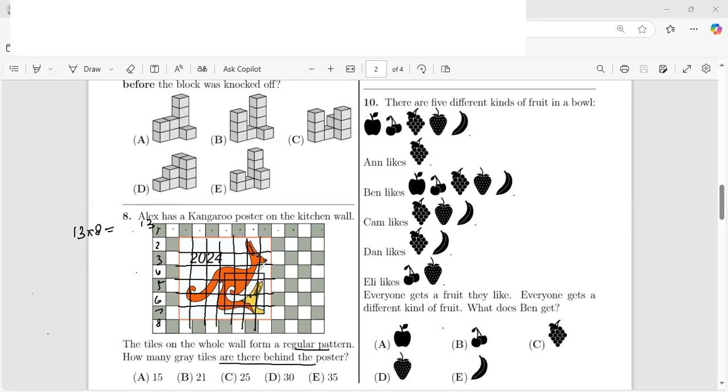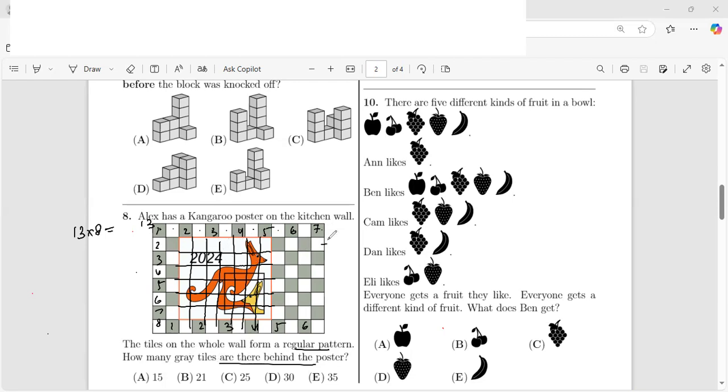Now, how many gray squares do you have? 1, 2, 3, 4, 5, 6, 7 here. And how many should be here? 1, 2, 3, 4, 5, and 6. So basically, if it's starting with gray, then you should have 7. If it's starting with white, then it should have 6 gray squares. So here you have all 7, so there's nothing missing. The question was how many are behind the poster, or how many are missing.